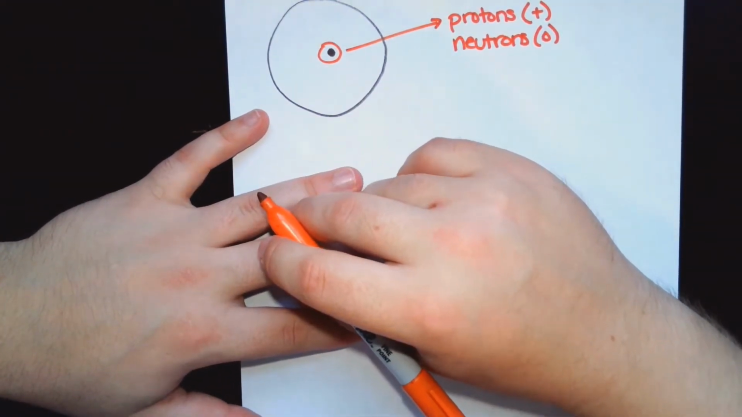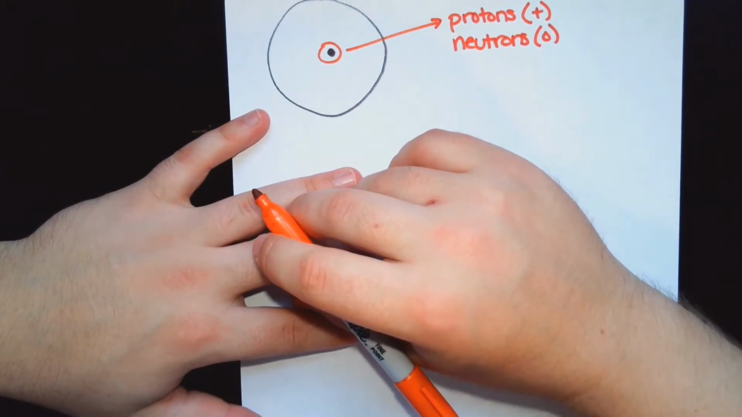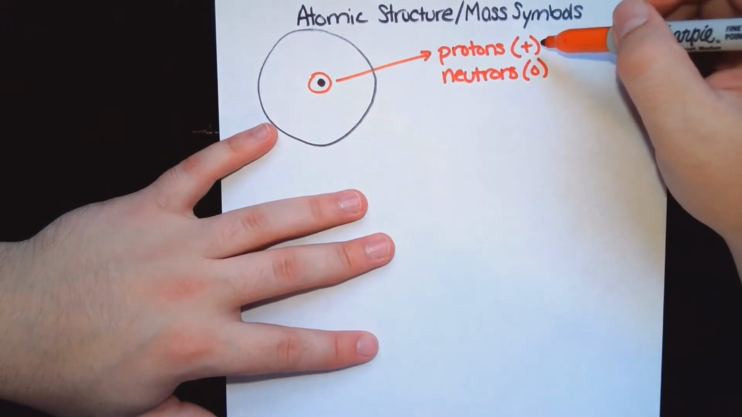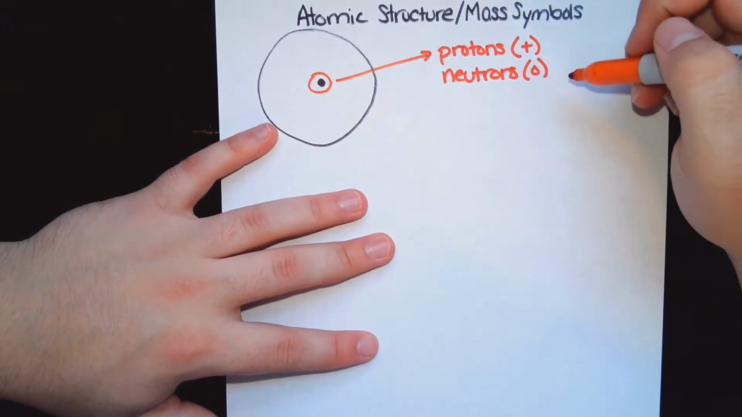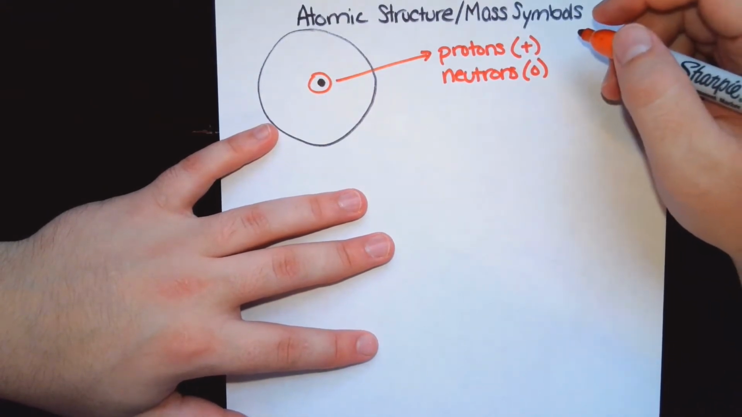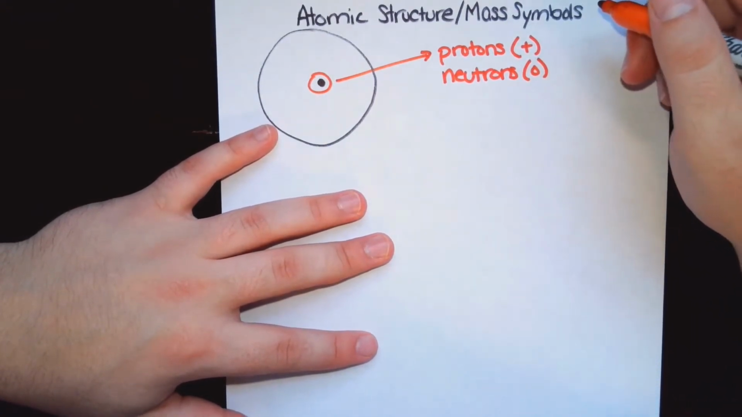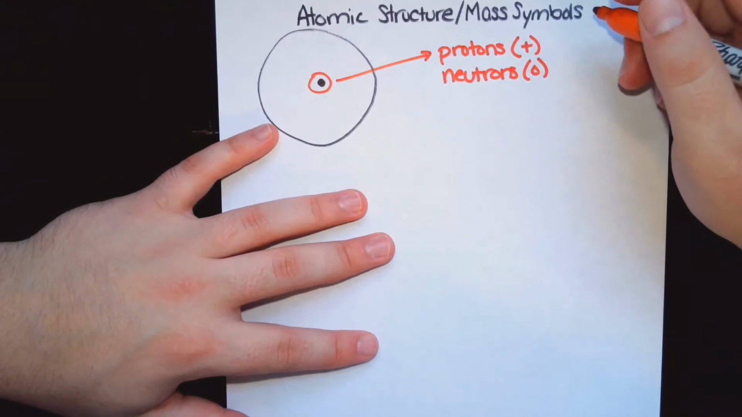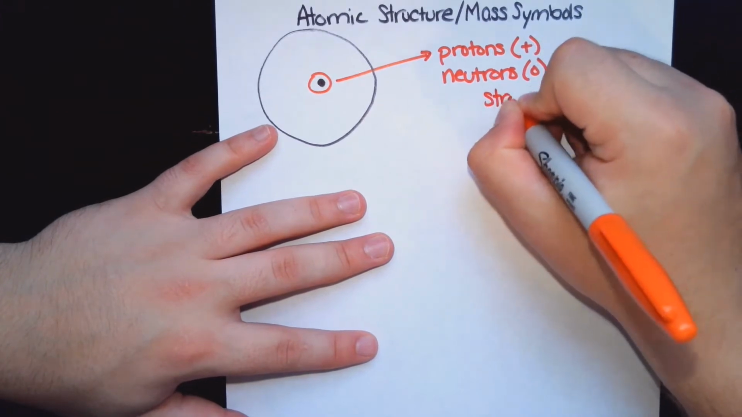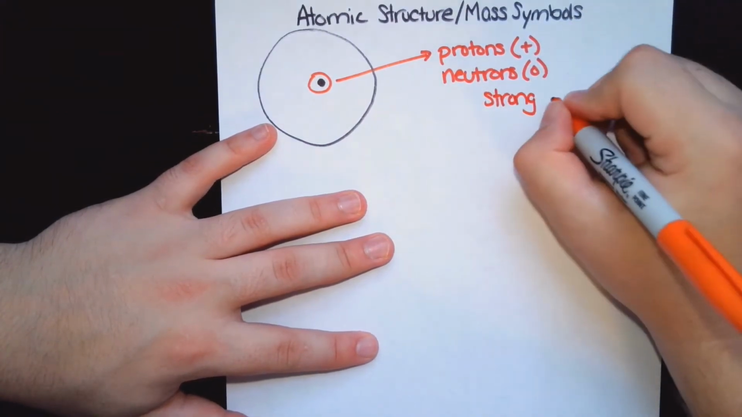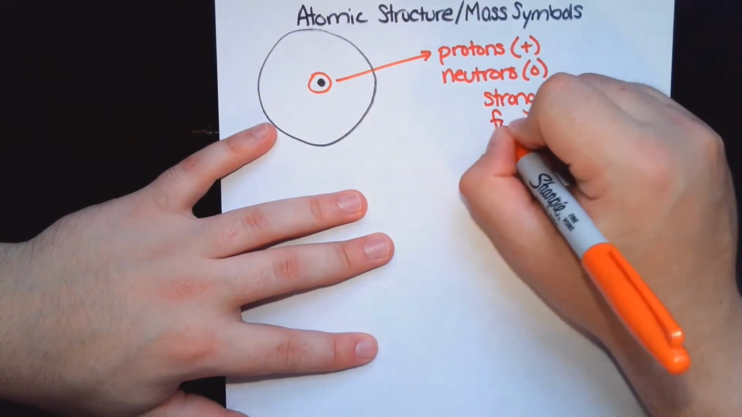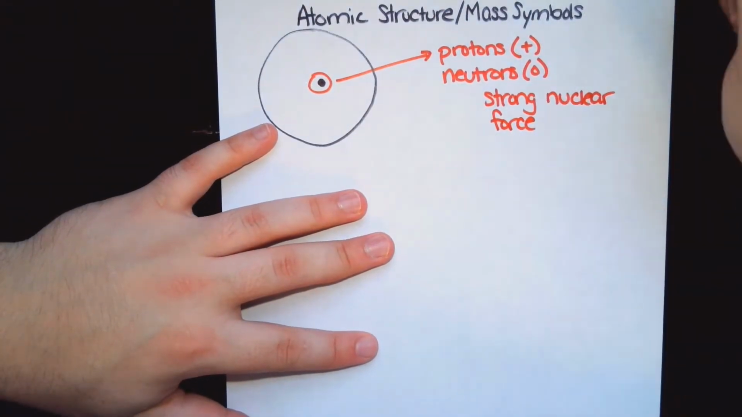Now, with charges, you might know the phrase that opposites attract. Right? So if you only have either positively charged things or no charge in the nucleus, you don't have any negatively charged particles in the nucleus, how do they stay together? Well, there are four fundamental forces of nature, and the strongest one is the strong nuclear force. And that's actually the force that keeps these together. It keeps the nucleus of an atom together.